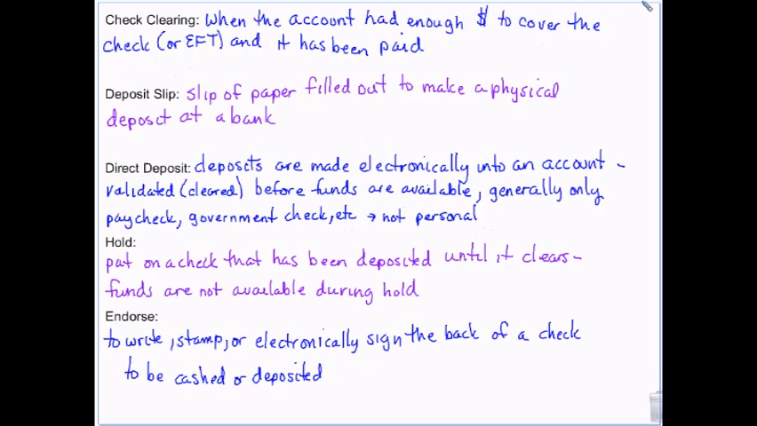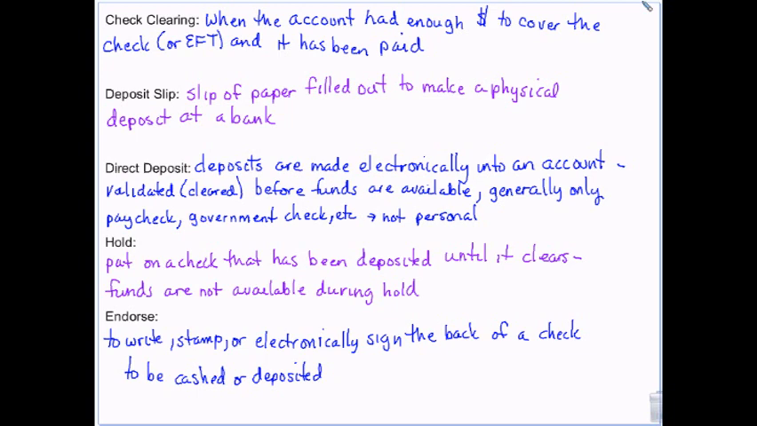Your check has cleared when you had enough money in your account to pay it, and it has been paid. Once it shows up as having come out of your account, then it's known as cleared.